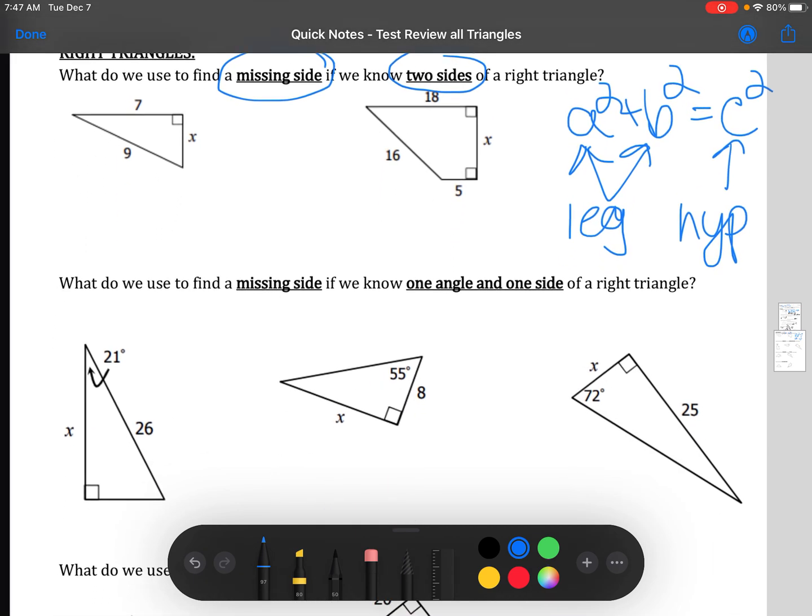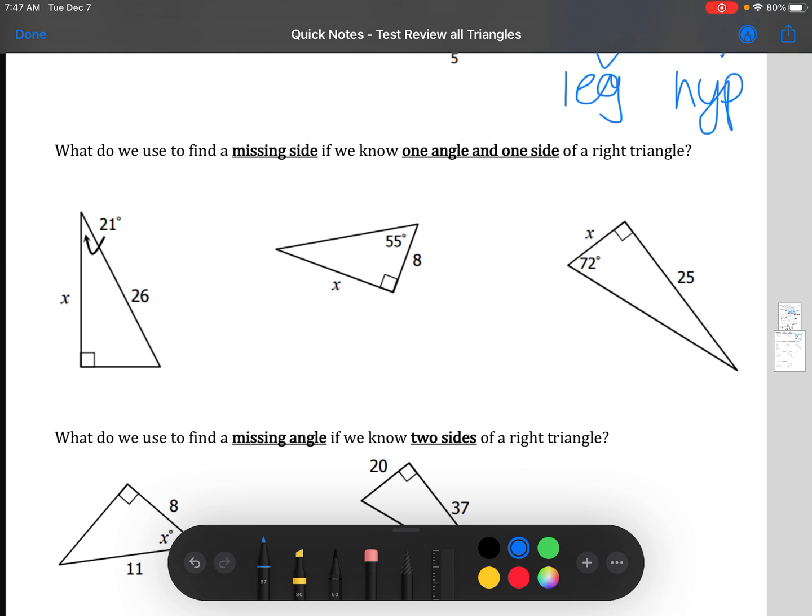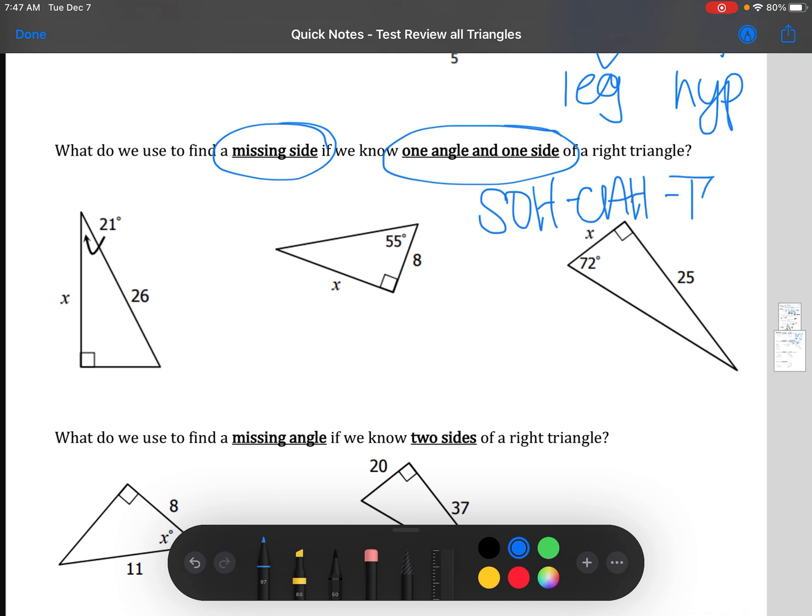I'll let you do those problems. In the next case, if we have a missing side and we know an angle and a side, that's when we use our trig ratios. That's when we use our SOHCAHTOA. And if you haven't gotten started on your cheat sheet, that's going to be one of the first things on there.